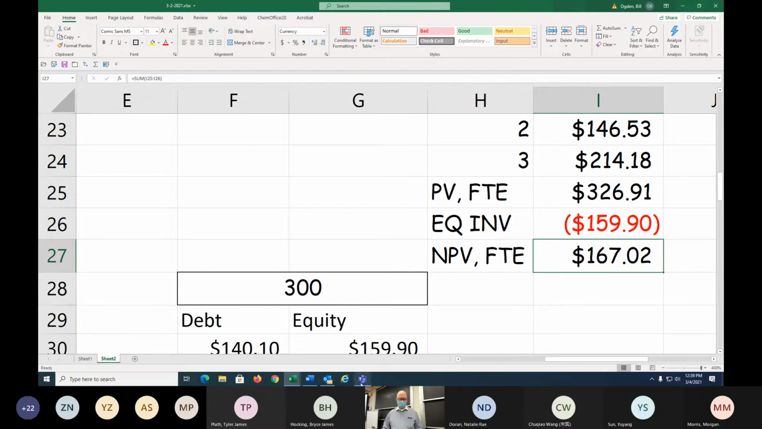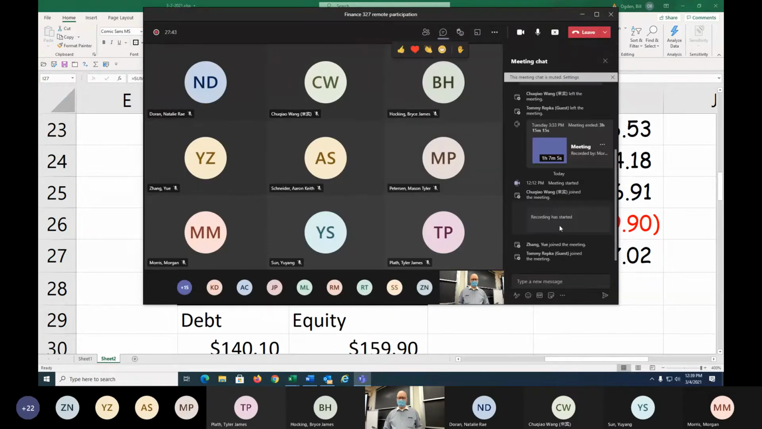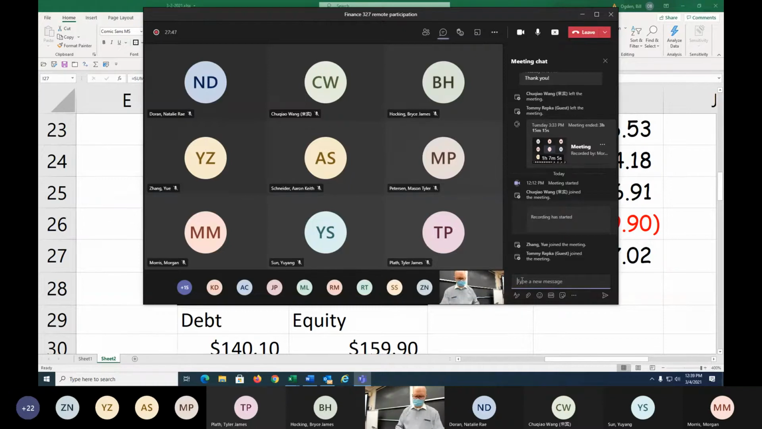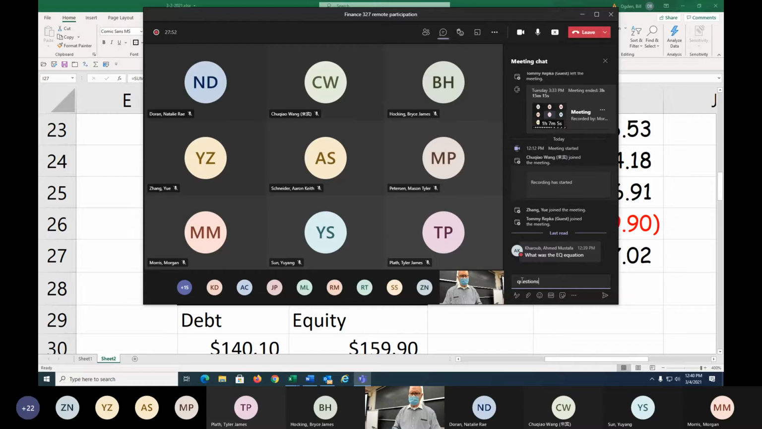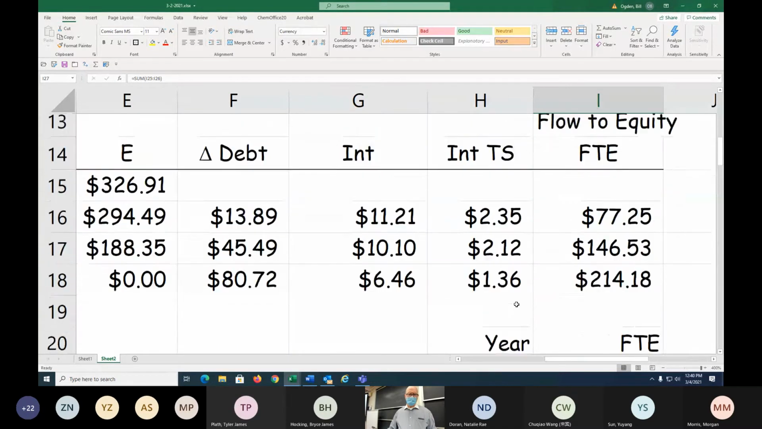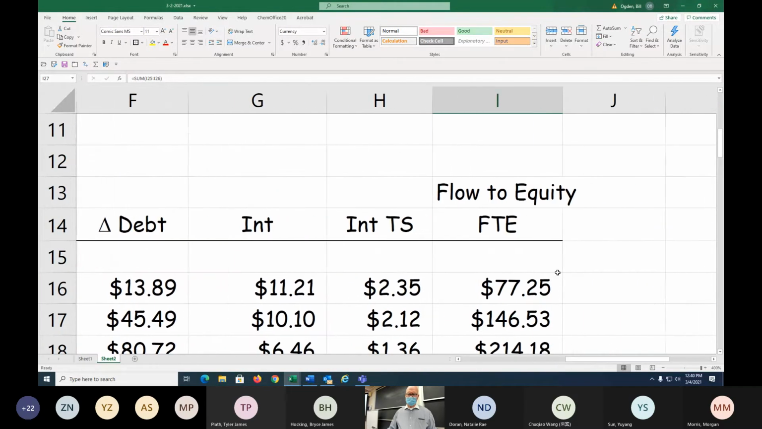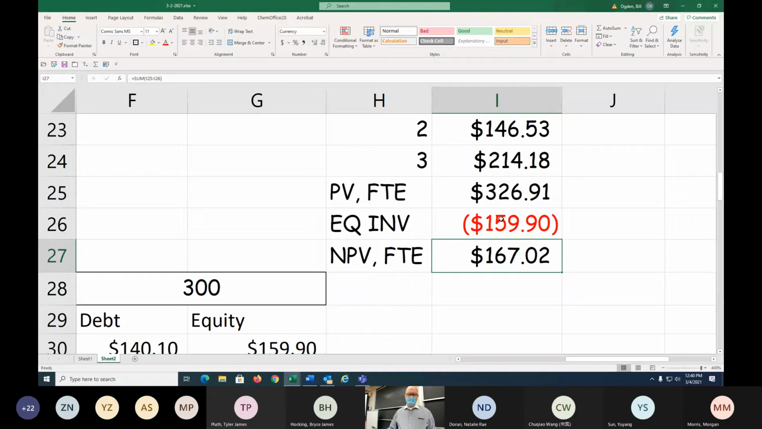So let me slow down, catch a breath here, and let's go back and see questions. What was the EQ equation? Oh my gosh, EQ equation. What are we talking about here, I wonder? EQ equation. Where do I have EQ? Let me go back. Would that be I-26? Let me ask that.